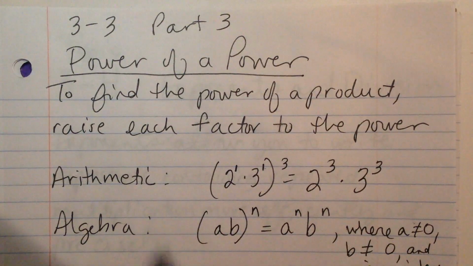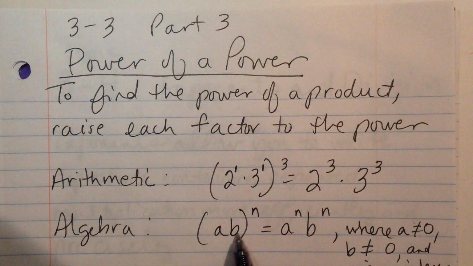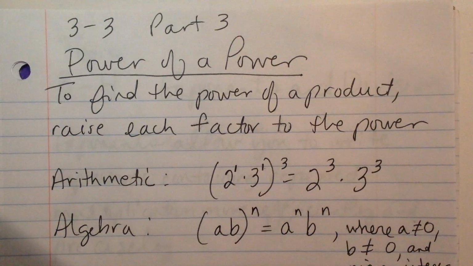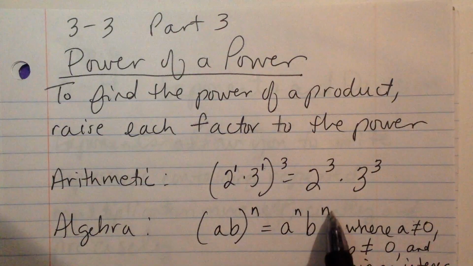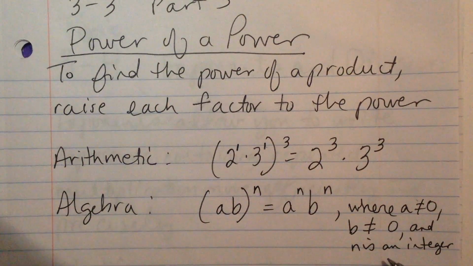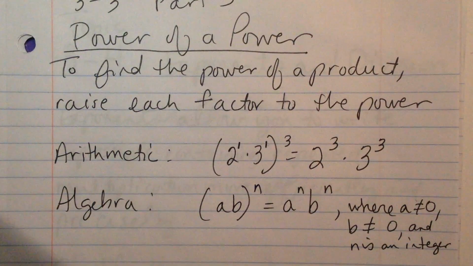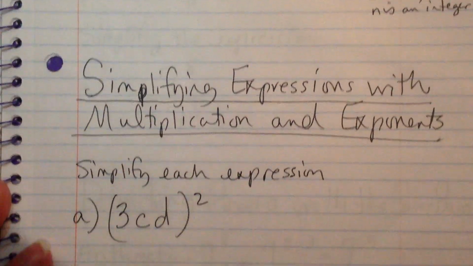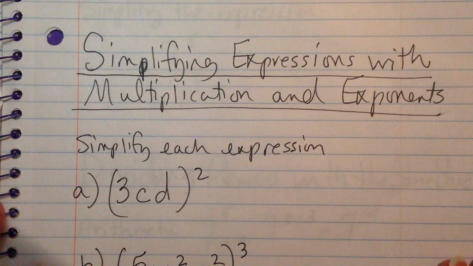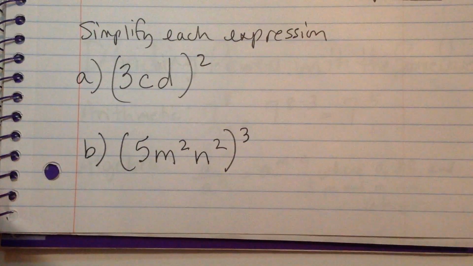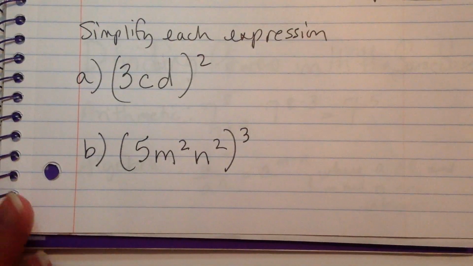So the algebra formula: when you have several terms inside the parentheses raised to the higher power, each one individually is raised to that higher power. A to the nth, B to the nth, where A is not 0, B is not 0, and n is an integer. So let's look at some examples. Simplifying expressions with multiplication and exponents. Let's simplify each one of these expressions.